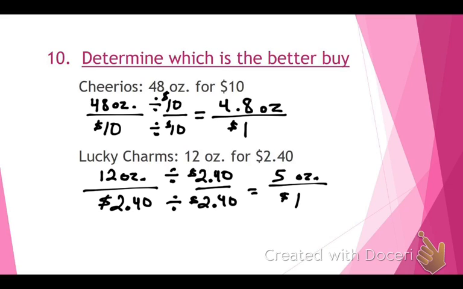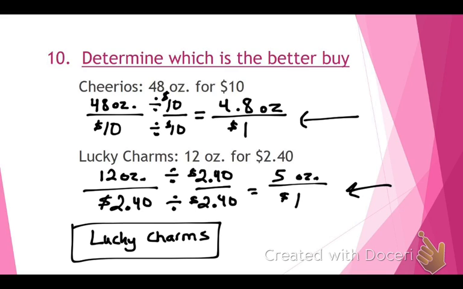5 ounces per dollar. So you're looking here, and I know this one is 4.8 ounces. This one is 5 ounces per dollar. Which one am I getting more ounces for my dollar? The Lucky Charms. So the Lucky Charms is the better buy.